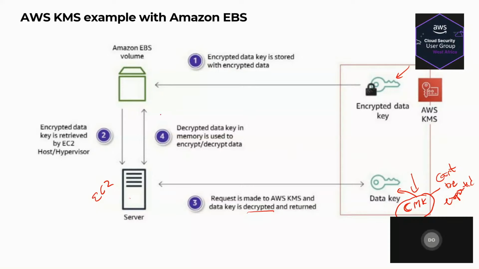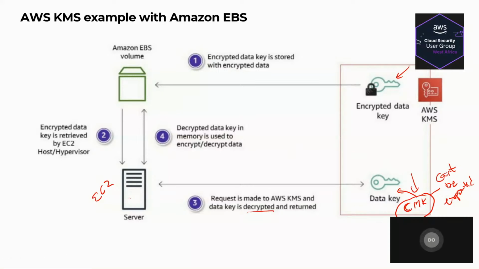So the EC2 instance retrieves that encrypted key, makes a call to KMS to say, I have the right permission, can you decrypt this key? The key gets decrypted, passed to the EC2 instance, which loads that into memory and uses that to decrypt the EBS volume. So that's the flow.